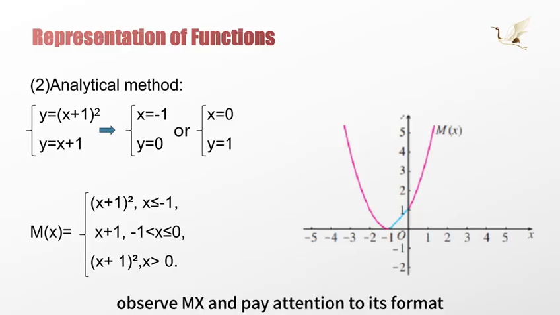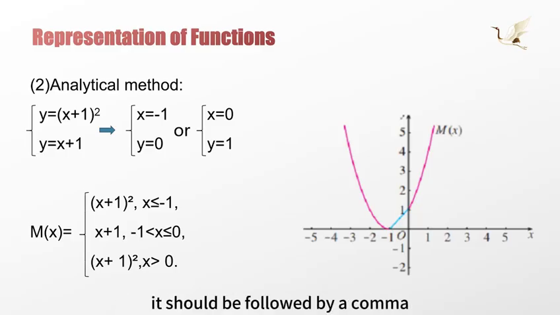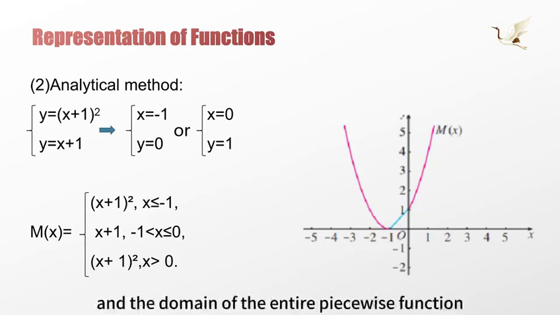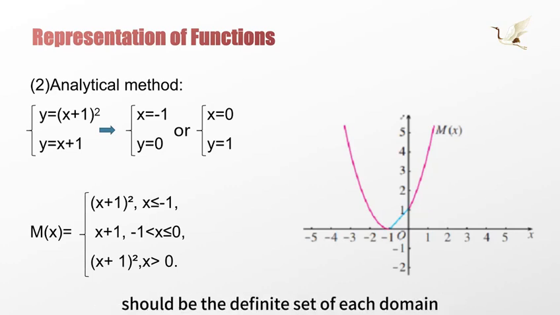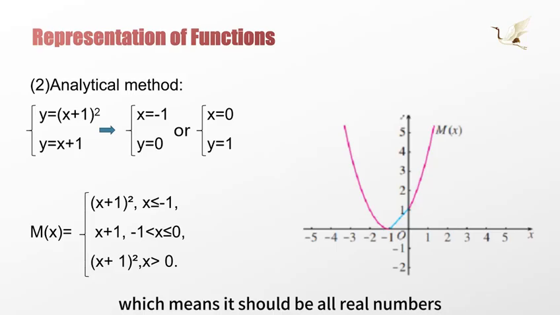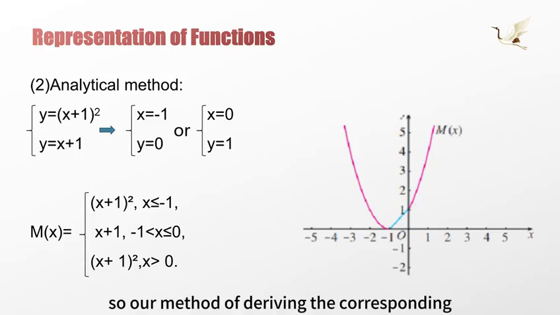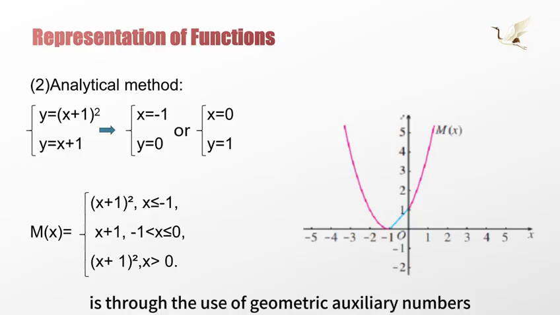Observe m(x) and pay attention to its format. It should be followed by a comma after the corresponding relationship in each paragraph. Write down the interval in this section, and the domain of the entire piecewise function should be the union of each domain, which means it should be all real numbers. So, our method of deriving the corresponding analytical expression from a graph is through the use of combining numbers and shapes.